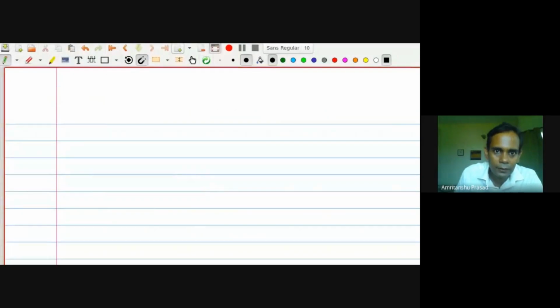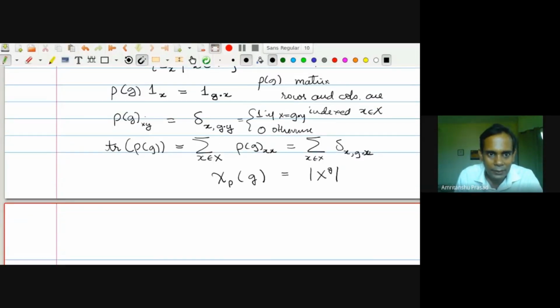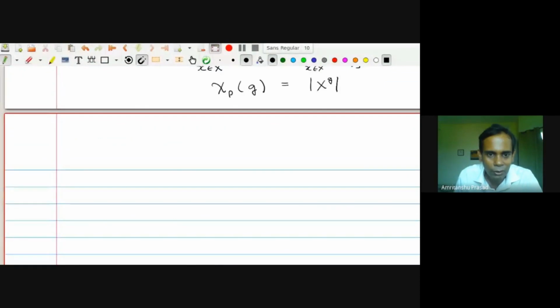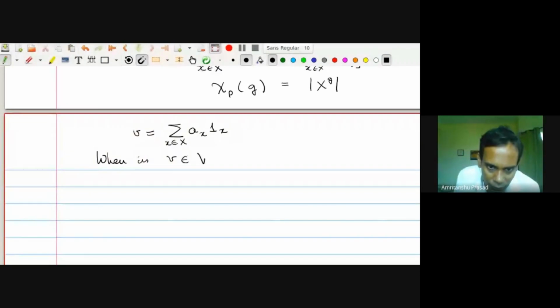Okay. What about the left hand side? We want to know what is the number of orbits. So let's ask when a vector v is G-invariant. Any vector v in this vector space is of the form summation of a subscript x times 1 sub x, right? Every vector in a vector space can be expanded in terms of the basis. So when is v a G-invariant vector?